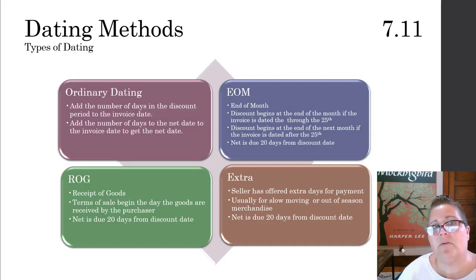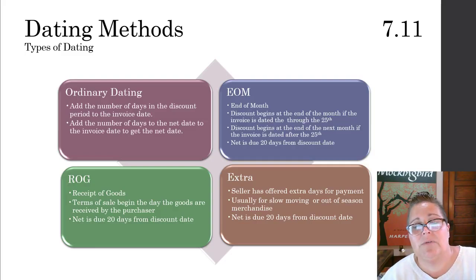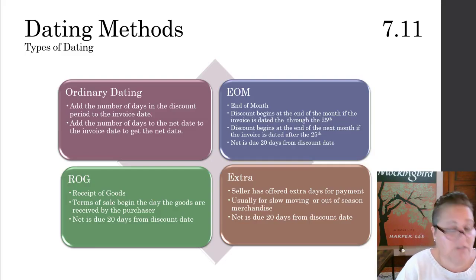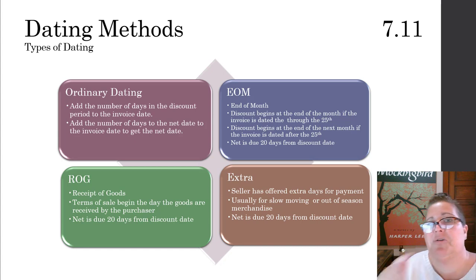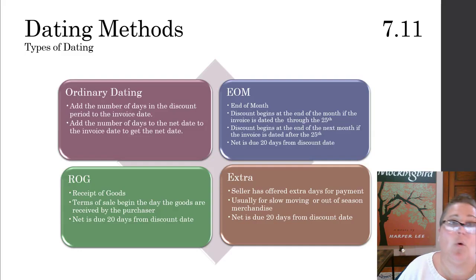Or if you're trying to sell Halloween candy, let's say in April, you might offer extra time for payment because it doesn't matter. You're not going to ship it to them yet. So there's all of that. In the extra method as well, however many days, it's always 20 days from the discount date. However many days you have for the discount is great, but then you only have 20 days to finish off and pay the net price. So the final payment is always 20 days after the discount date. Okay? All right. We're only going to be doing the pink one. We're only doing ordinary for the rest of this presentation.